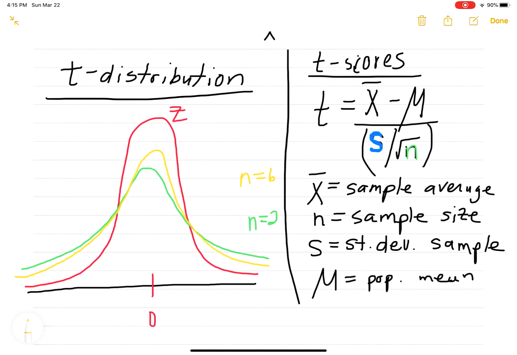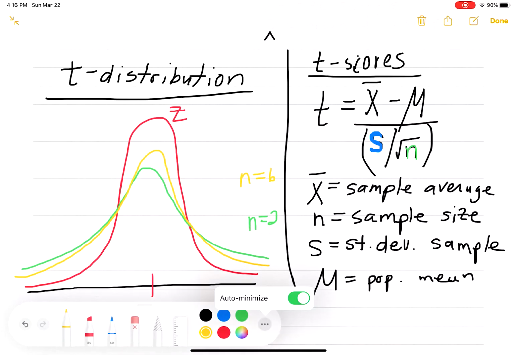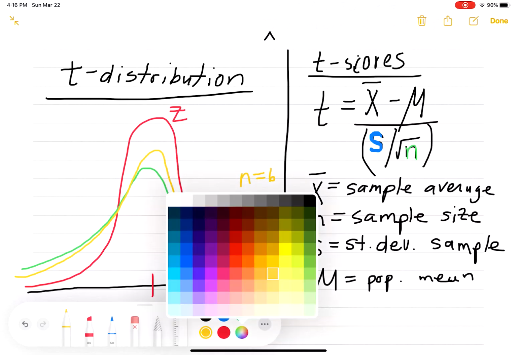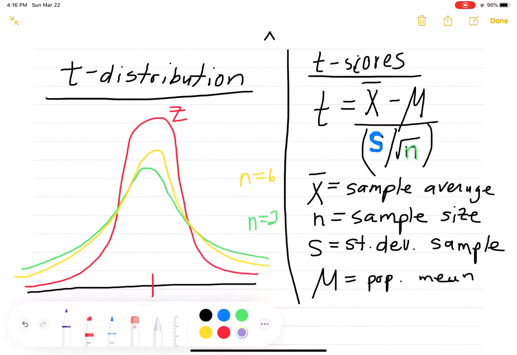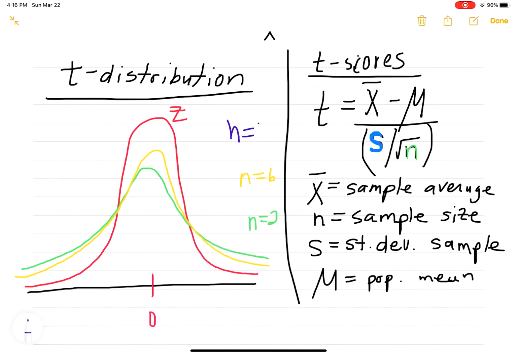So the tails are skinnier and it spikes higher. And that's when the sample size gets bigger. Okay, let's take a big sample size. So we take like n equals 20. I get my purple dude here. Good, I got a purple. So here, the tail is going to get really close to the standard normal red tail, and it's going to spike up even higher, closer to the standard normal spike.